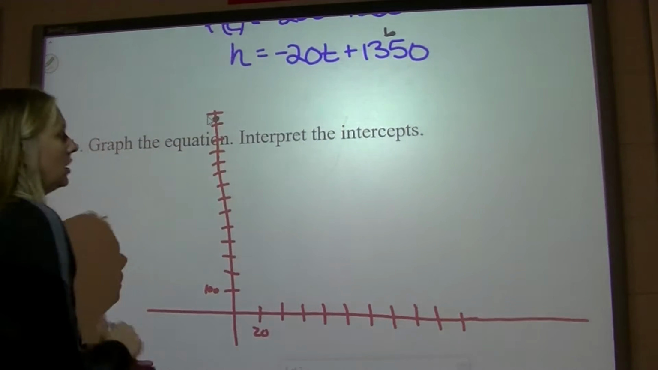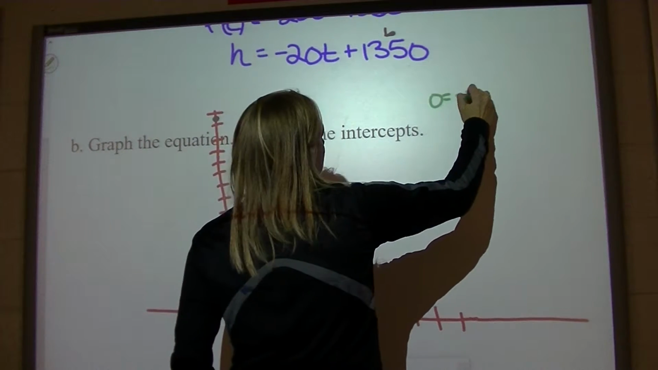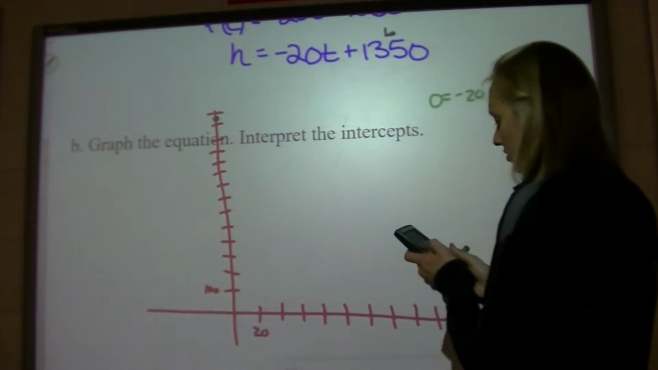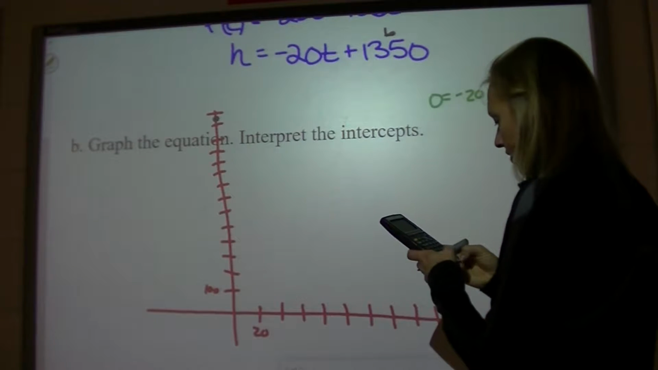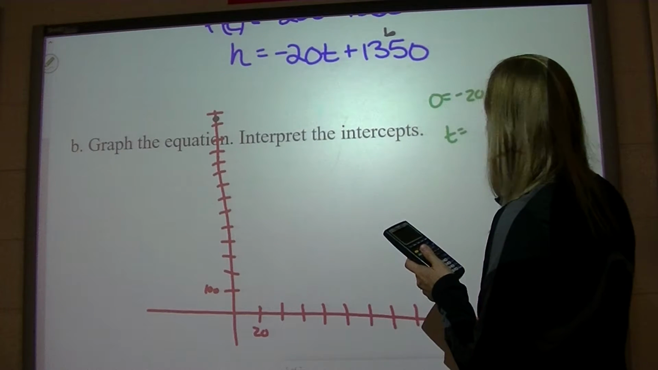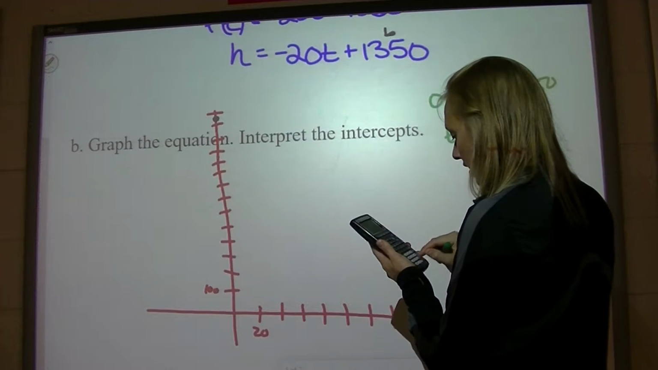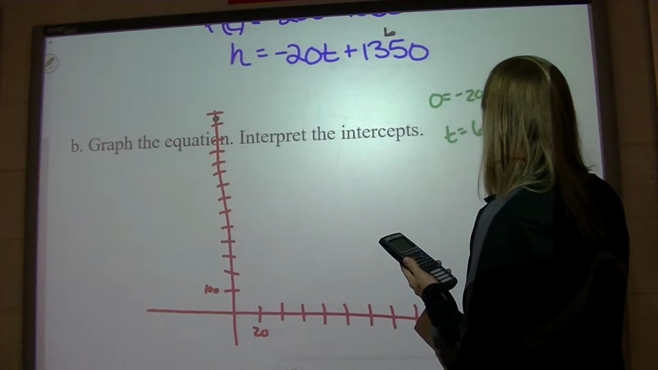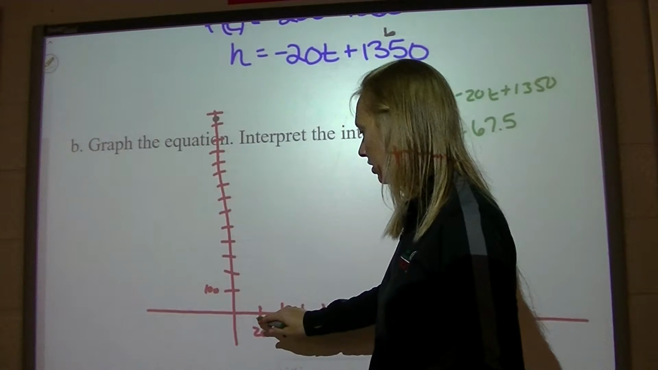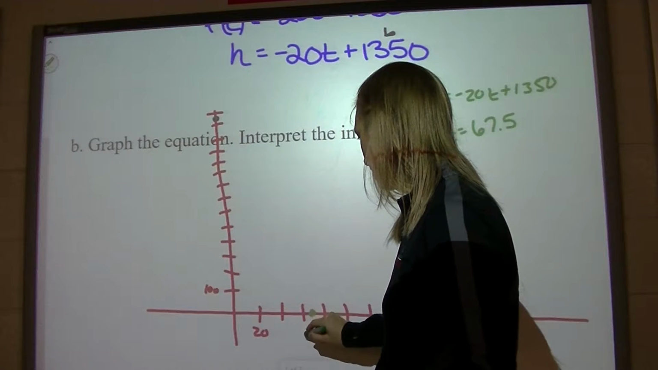I'll use the fact that I know for my x-intercept, y equals 0. So 0 equals negative 20t plus 1350, and let's solve. Negative 1350, so I'll have 1350 divided by negative 20, and that is t, sorry, it's going to be a positive. Negative 1350 divided by negative 20 is 67.5. So my x-intercept would be 20, 40, 60, and that's 80, so 67.5 would be about there.